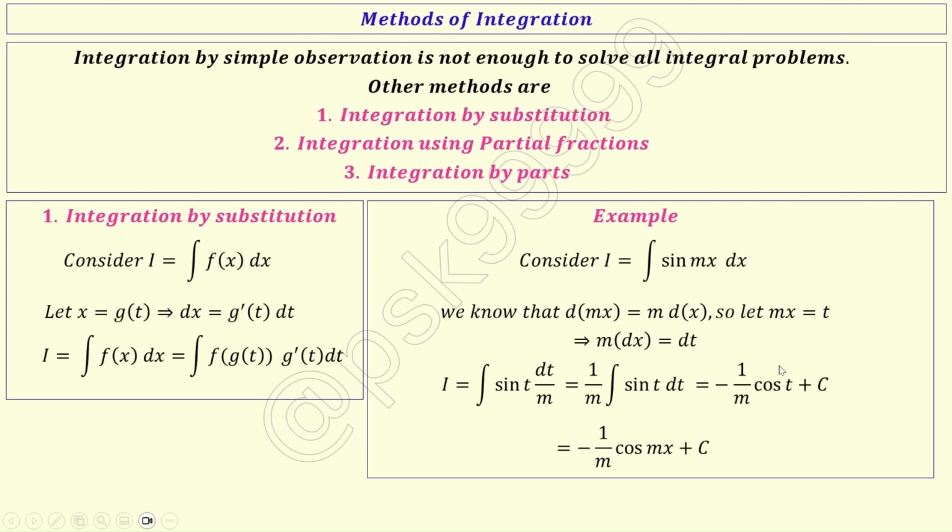Now I will replace t back with mx, so it will become minus 1 by m cos mx plus c. Remember one thing: for any standard integration like this, where you have a coefficient of x, it will go into the denominator. So if it is integration of ax plus b, then it will be ax plus b whole square by 2 into a. The coefficient of x will come into the denominator. Hope you understand this one. This is how we actually use the integration by substitution method.